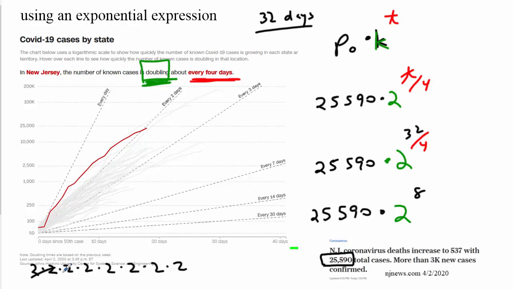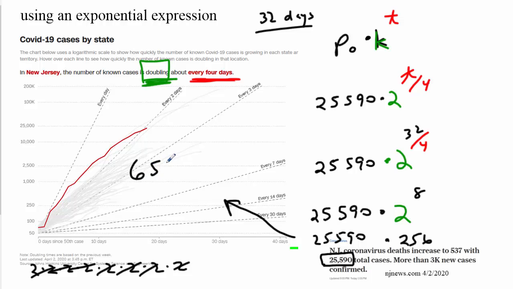2 times 2 is 4, times 2 is 8, times 2 is 16, times 2 is 32, times 2 is 64, times 2 is 128, times 2 is 256. This is going to be 256 times 25,590 in just a month, according to that projection. Well, that number turns into 6,551,040. That's 6,551,040 people.